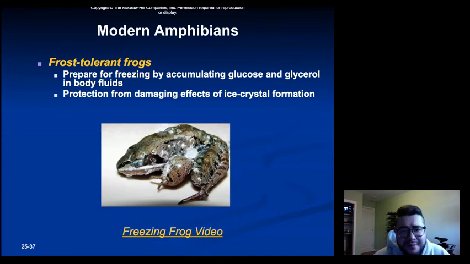Here's a pretty cool example I wanted to show you. It's known as a frost-tolerant frog. So this frog can survive temperatures in the negative and still come out on the other side alive. It can prepare its body for freezing temperatures by accumulating glucose and glycerin in its body fluids and moving water out of its cells into the surrounding area around it. There's going to be an article and a video you watch on this type of frog. I find it pretty interesting.